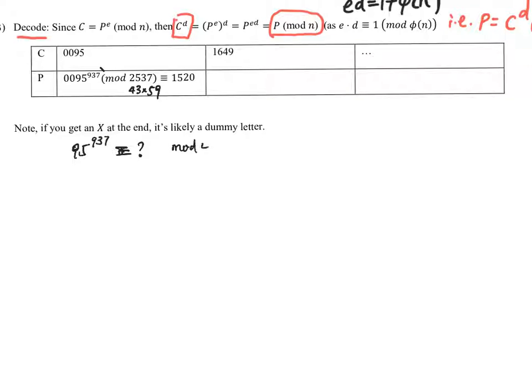mod 43? And then also the same number, 95 raised to 937, is congruent to what mod 59?